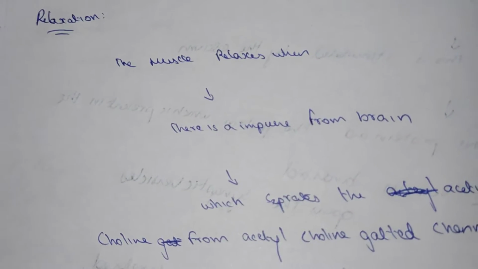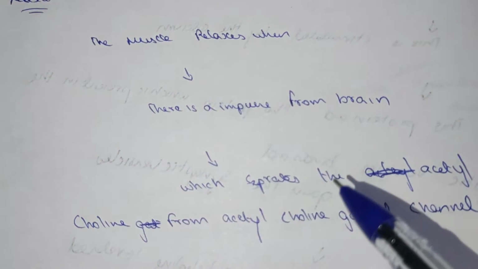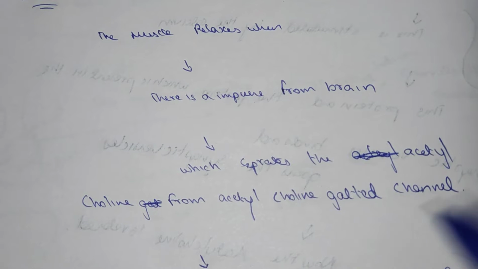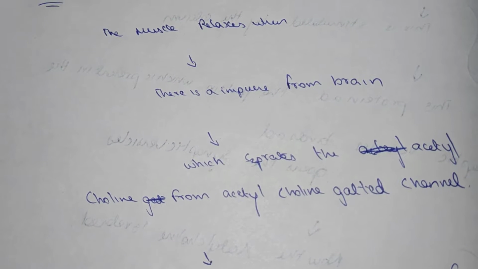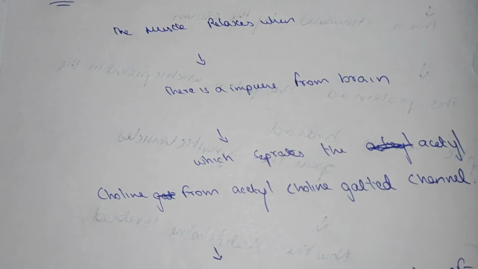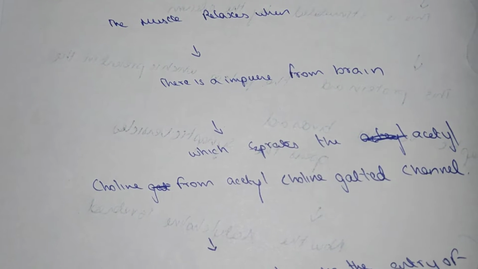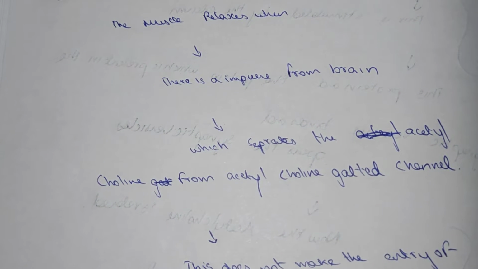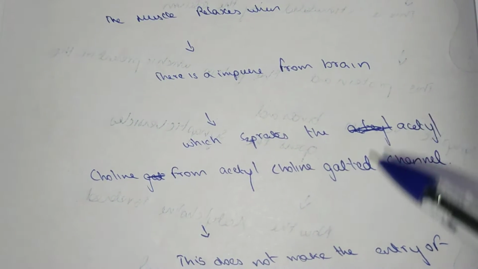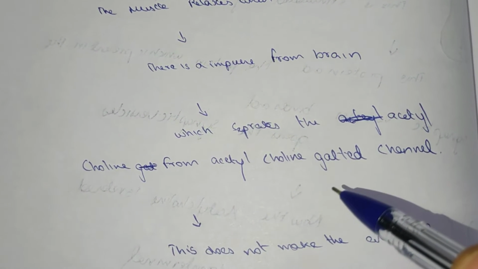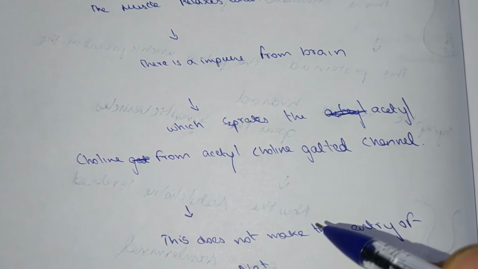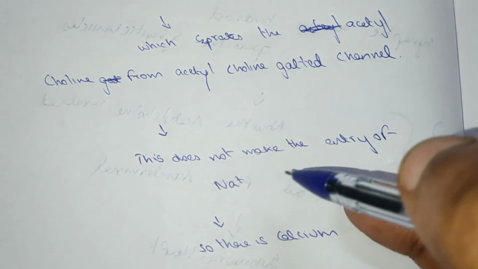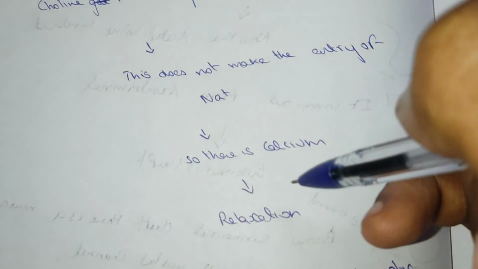The muscle gets relaxed when there is no impulse from the brain, so the acetylcholine does not bind to the acetylcholine gated channel. When it binds, the sodium enters into the muscle fiber, binds to the L-type calcium channel and makes contraction. When this doesn't happen, there is no entry of Na plus inside and there is no calcium, and there will be relaxation.